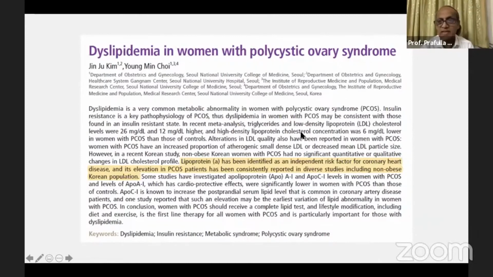So also dyslipidemia, in a meta-analysis, it was shown that higher LDL levels as well as lower HDL levels were seen in PCOS patients. The LDL levels were 26 milligram higher, and the triglycerides were 12 milligram higher. That was there in this Korean study. Then lipoprotein A has been identified as an independent risk factor.